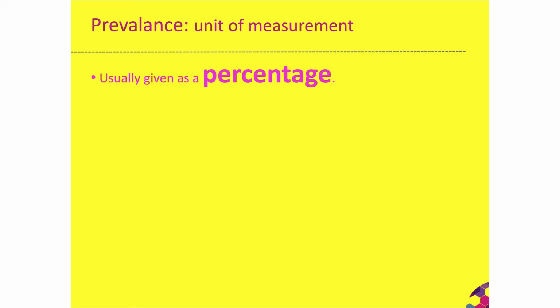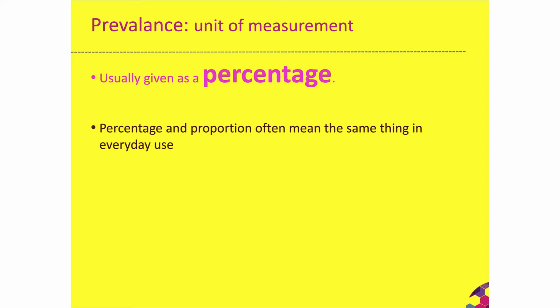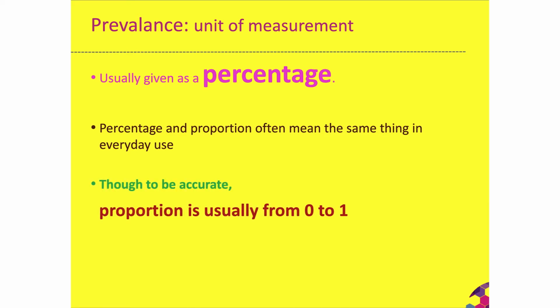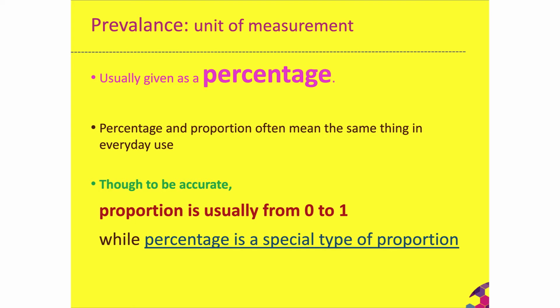Prevalence is usually given as a percentage, and percentage and proportion often mean the same thing in everyday use and in epidemiological general use. However, to be accurate, proportion is usually from 0 to 1. And therefore percentages are a special type of proportion that go from 0 to 100%.